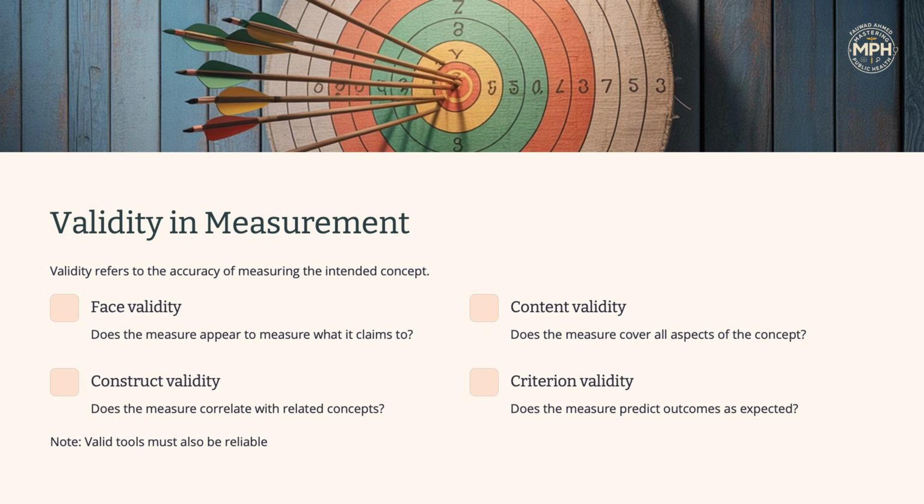Validity is whether the tool measures what it is intended to measure. Types include face validity. Does it appear to measure the right thing? Content validity. Does it cover all aspects of the construct? Construct validity. Is it consistent with theoretical expectations? Criterion validity. Does it correlate with an external benchmark? Reliable tools are not always valid, but valid tools must be reliable. Both are needed for trustworthy data.